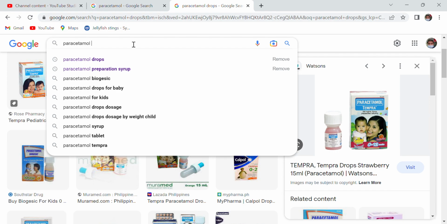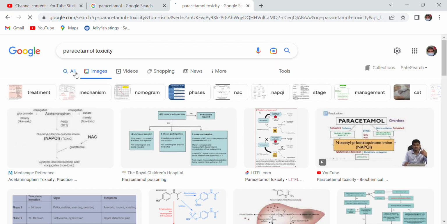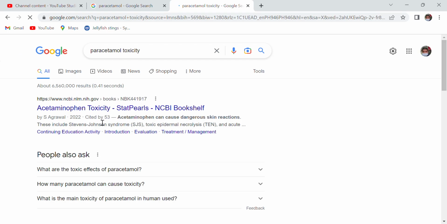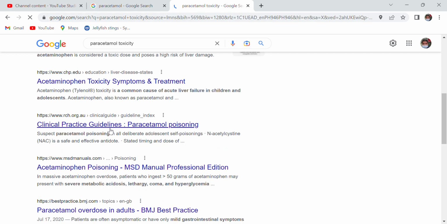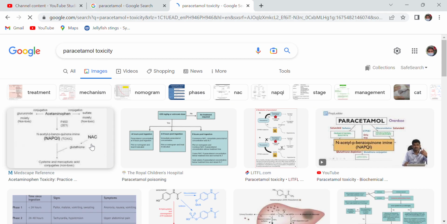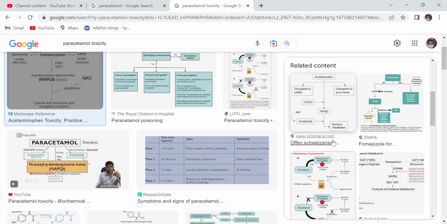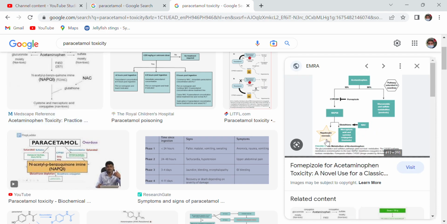If we search paracetamol toxicity, it will always lead you to liver problems. Aside from allergic reaction, if you go to the explanation for paracetamol toxicity, you will end up at liver problem. This is the NAPQI, the toxic metabolite, and then you will end up with liver problem: hepatocyte necrosis. So you see here, hepatocyte necrosis. So that's all. Thank you.